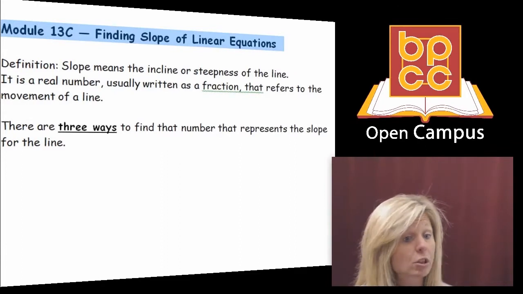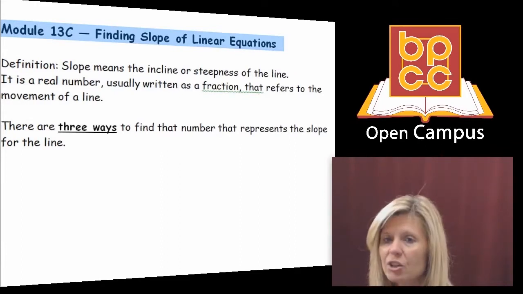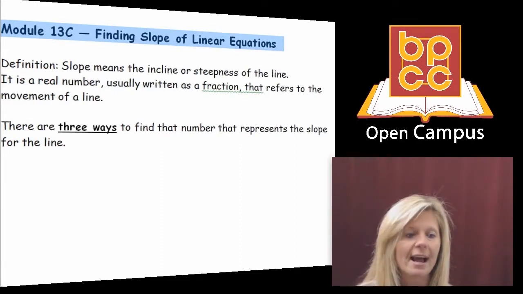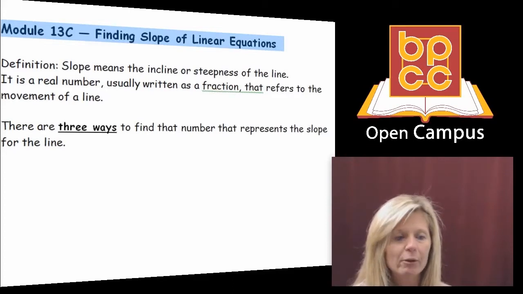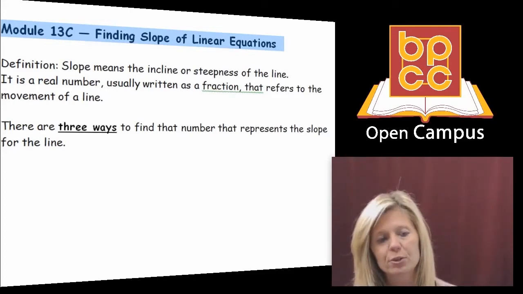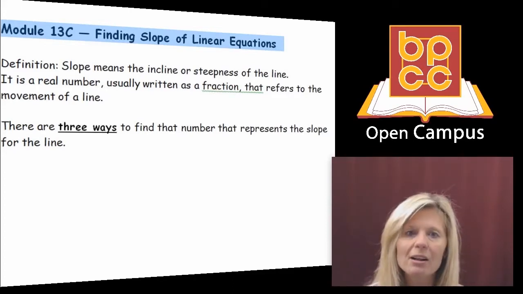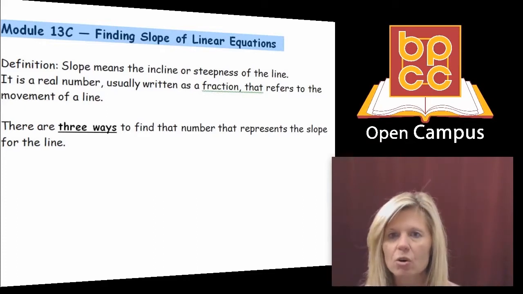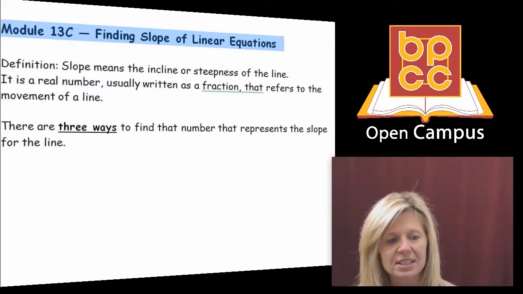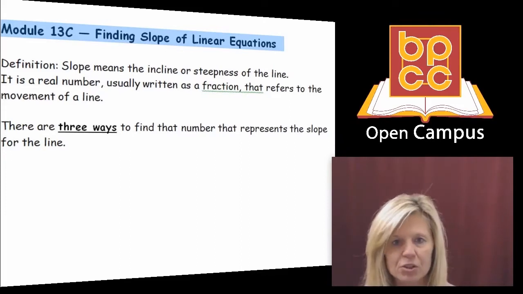It is a number. Slope is always a number. And as you've seen with graphing, we usually write it as a fraction. And it refers to how you move from point to point. So when you talk about slope, you're talking about the steepness or incline of the line, and you're talking about how you move from one point to the next point. And we saw when you graph lines, you always are moving the same amount. That's what the slope is.